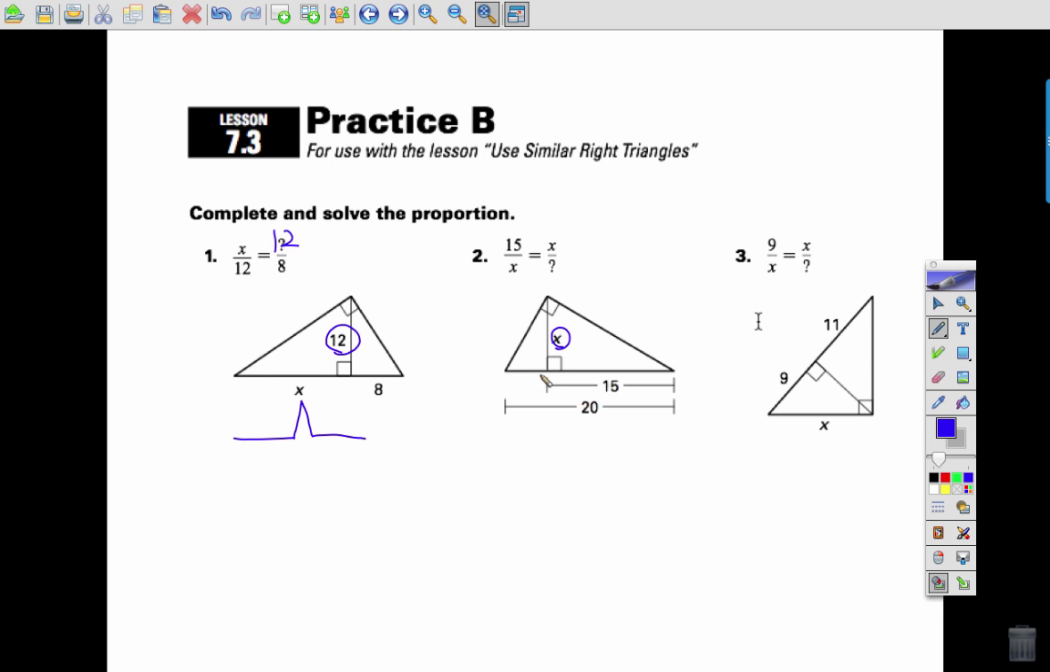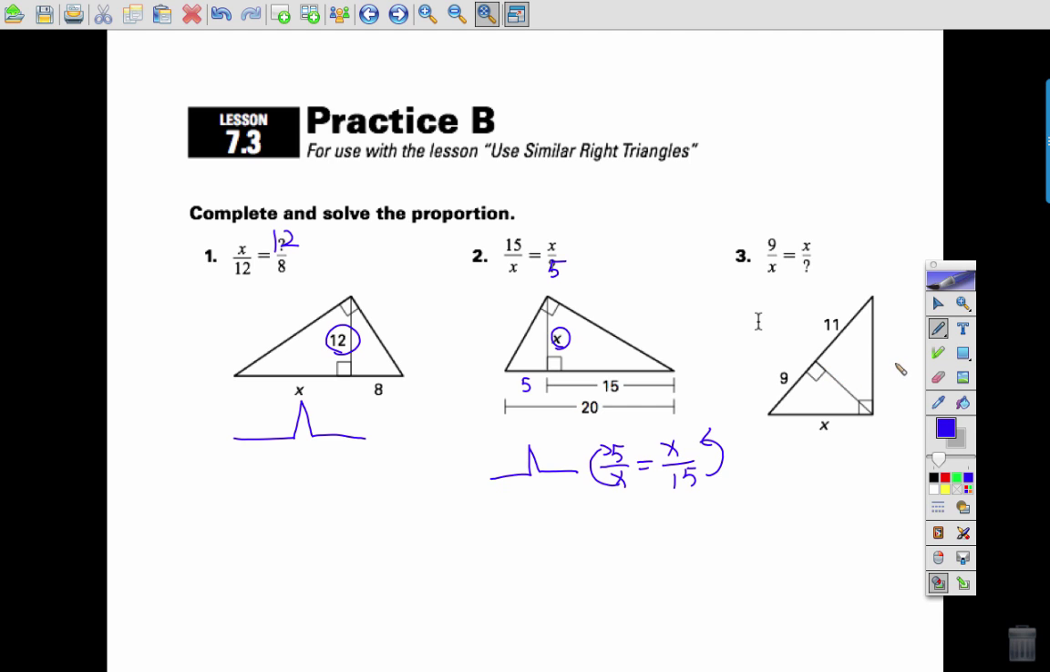This one, also, information about altitude is given. I don't have this part. This is also heartbeat. I don't have this part, but I can calculate. So that's 20 minus 15. This part should be 5. So if I were to set this up, I would do 5 over x equals x over 15. But all I need to do is to use the reciprocal property. 15 over x should equal x over 5 in this case.